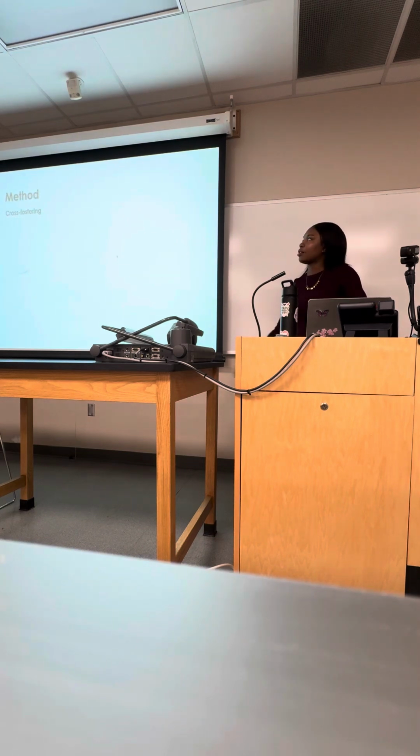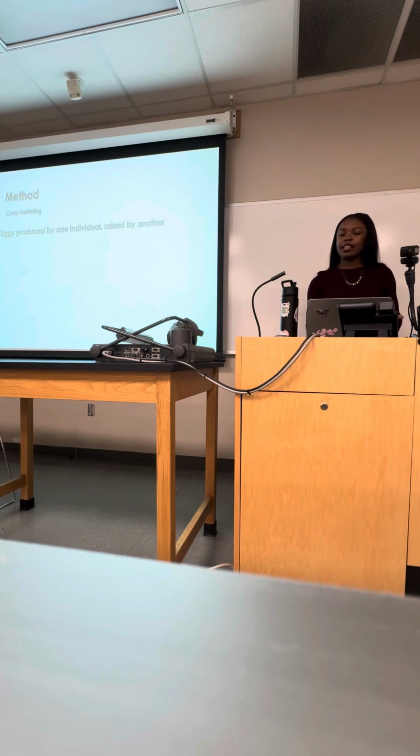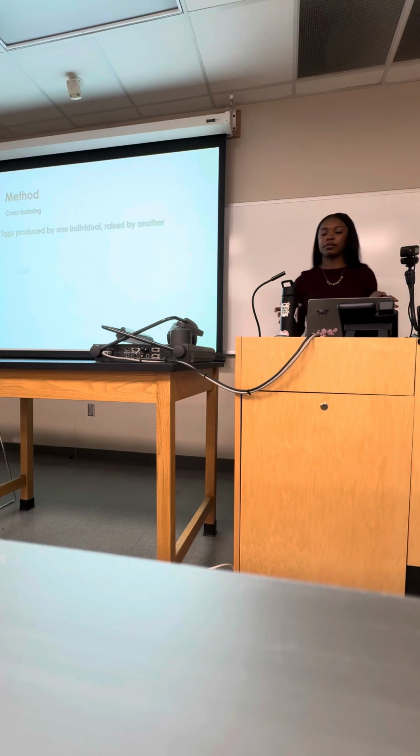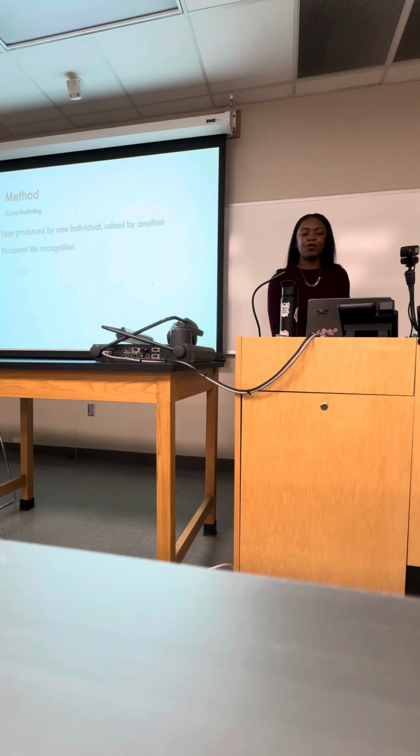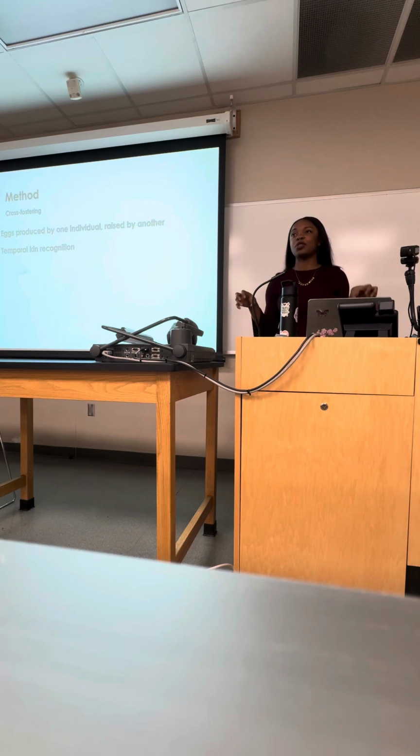First of all, I did a cross-fostering experiment. That is, eggs produced by one individual were raised by another individual. Why did I do a cross-fostering experiment? I did this to get adults of matching sizes. And how was I able to do this? Burying beetles exhibit temporal kin recognition, so as long as I targeted females that laid eggs at the same time, I could switch the females.